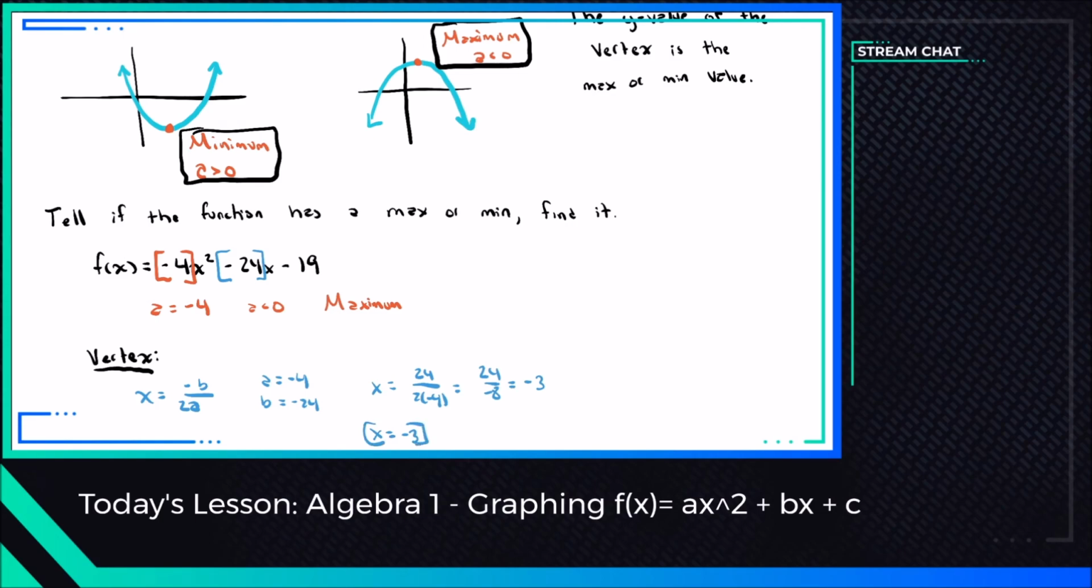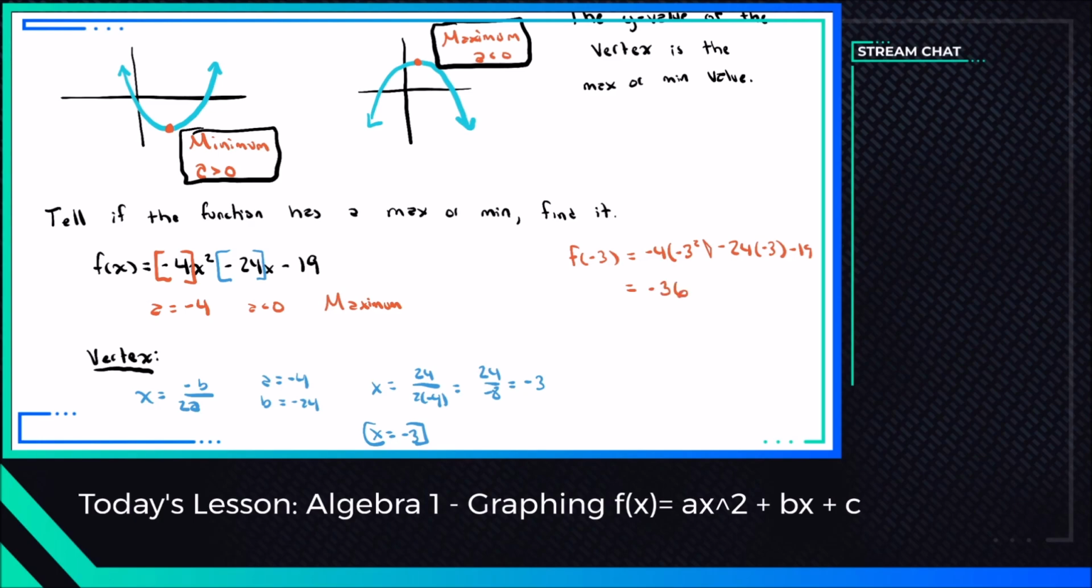But we don't want just the x coordinate, we need the y value. So we're going to go ahead now and plug in negative 3 into our function to find our vertex. So we're going to take f of negative 3 is equal to negative 4 times negative 3 squared minus 24 times negative 3 minus 19. That's going to be equal to negative 3 squared is going to be a positive 9, and 9 times negative 4 is a negative 36.